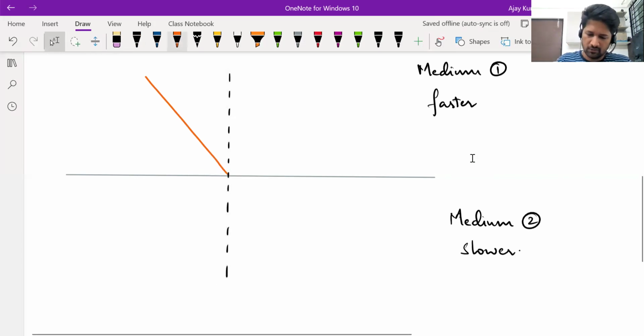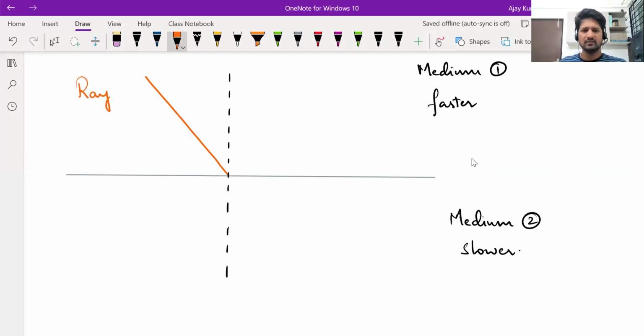So what you need to understand is that in ray optics, we call this a ray of light. We draw one line and we call it a ray of light. Actually, a ray of light is a beam of parallel waves.